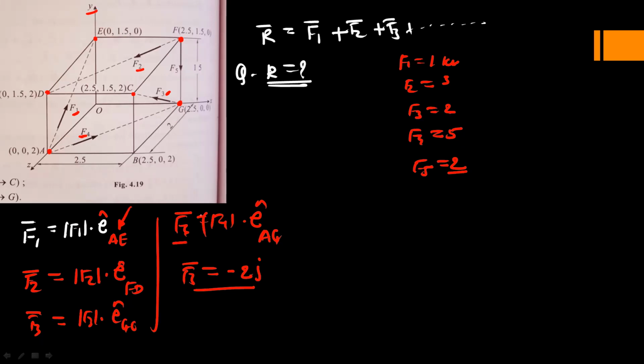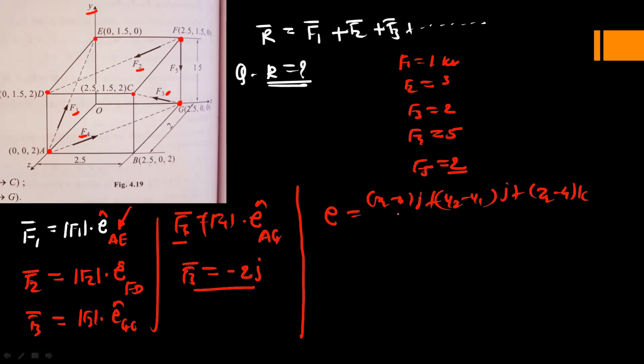Okay. So for the unit vectors, we have to first find out the coordinates. So I think coordinates are directly given. Okay. So you can find out the unit vector by using this formula: x2 minus x1 into i, y2 minus y1 into j plus z2 minus z1 into k upon the magnitude. So find out unit vector AE, unit vector FD, GC and AG. Okay. Put the value in these equations. Get the value of F1 bar, F2 bar, F3 bar, F4 bar, and finally use this formula to find out the resultant.